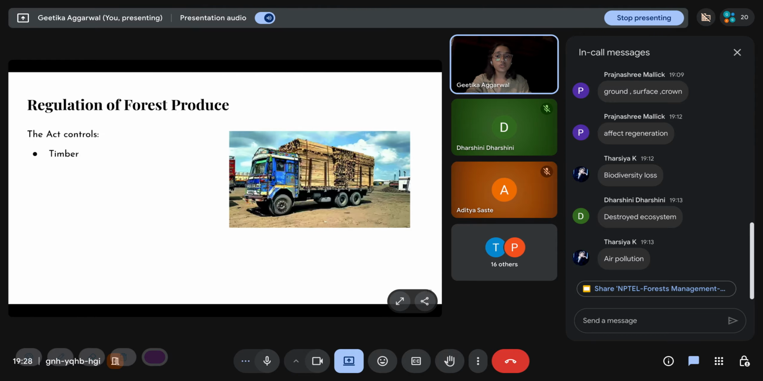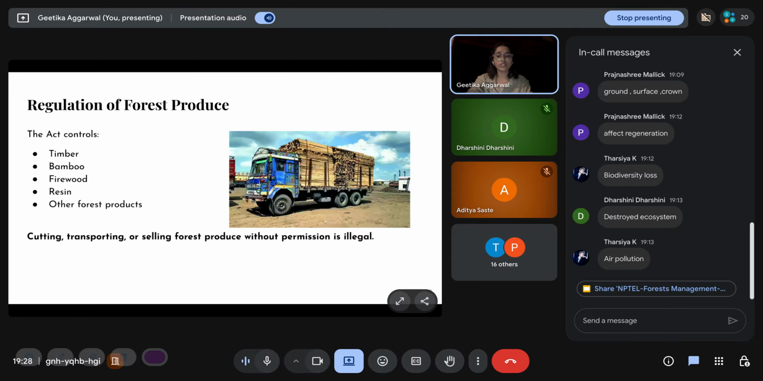So the act controls these different forest producers like timber, bamboo, firewood, resin, and other forest products. For example, fruits and medicinal plants and all of that that comes out of the forest. This act controls all of the forest products: timber, bamboo, firewood, resin, and other products as well. Cutting, transporting, selling of any forest produce without permission is illegal.